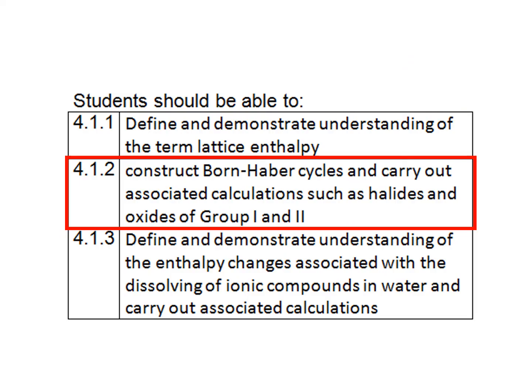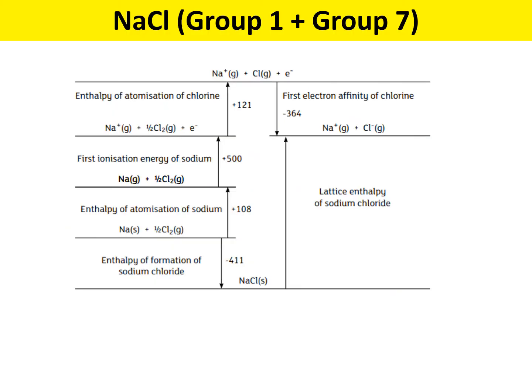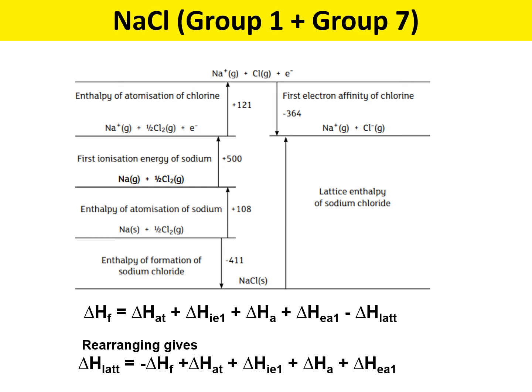The specification asks us to construct Born-Haber cycles and associated calculations for halides and oxides of group 1 and group 2. We now should be familiar with the Born-Haber cycle for sodium chloride. Sodium chloride is a group 1 metal with a group 7 halide. If we have a look at this Born-Haber cycle, we can construct an equation that will allow us to find out an unknown value. If we are asked for the lattice enthalpy, we can rearrange this equation to give the value for lattice enthalpy. Let's now look at other Born-Haber cycles.